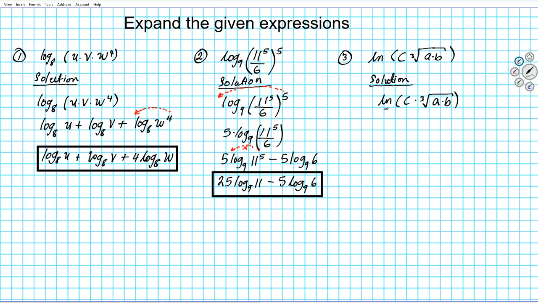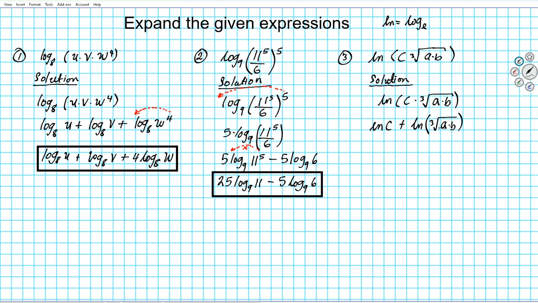So just know that ln, natural log, is the same thing as log base e, log base the natural number e. Okay, so just keep that in mind. So the same principle applies here. The multiplication of numbers in the log world is addition, right? So we can write it as the natural log of c plus the natural log of the third root of a times b.